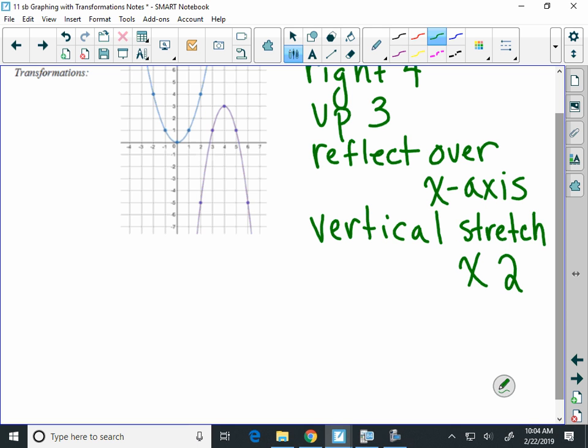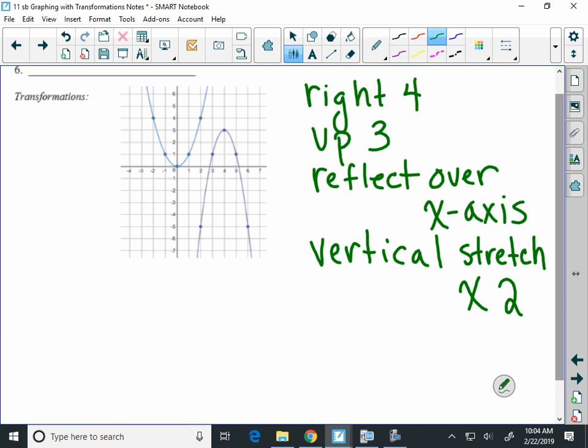And after we identify those transformations, then we can finish here by writing the equation. I'm just going to start with the vertex. Well, we went right 4. So I'm going to write x minus 4. Because remember, when we're identifying the vertex, we change the sign. And then we say keep the sign. That takes care of the right 4, the up 3.